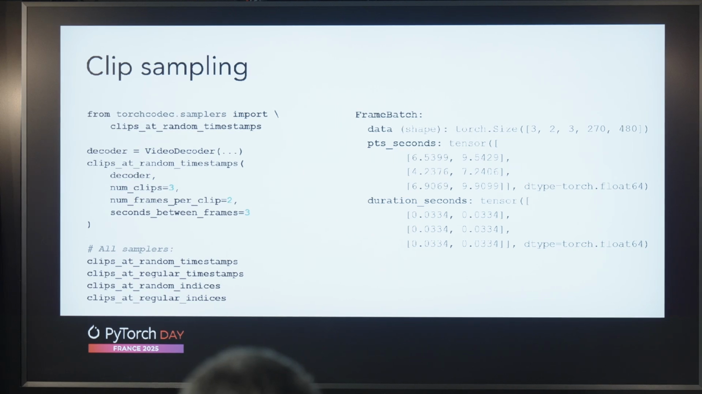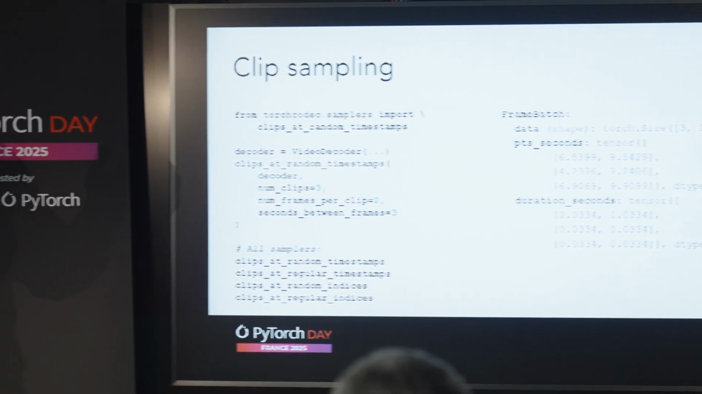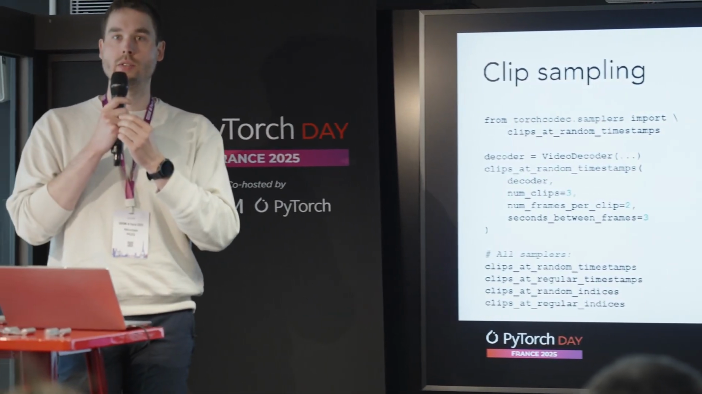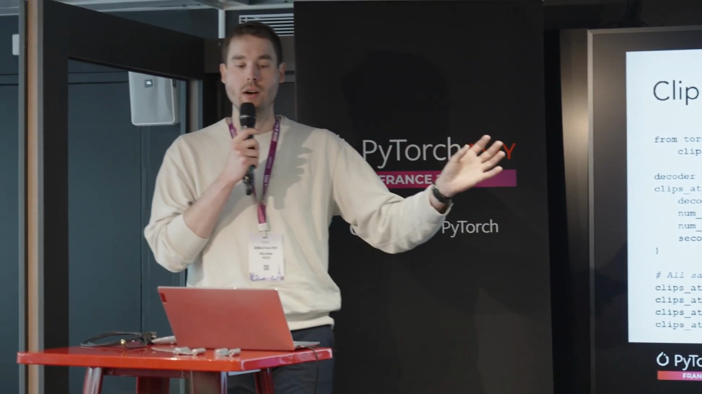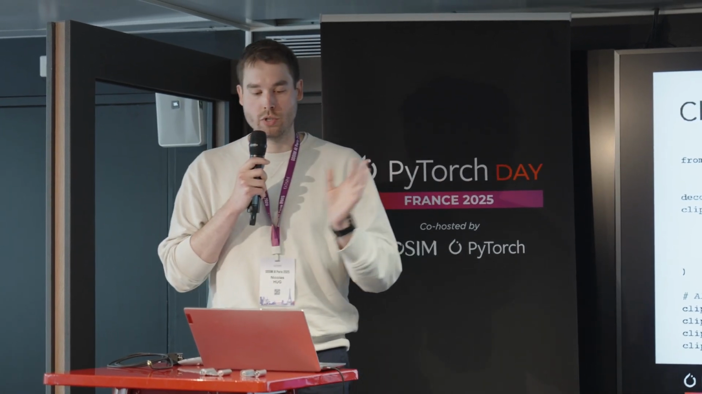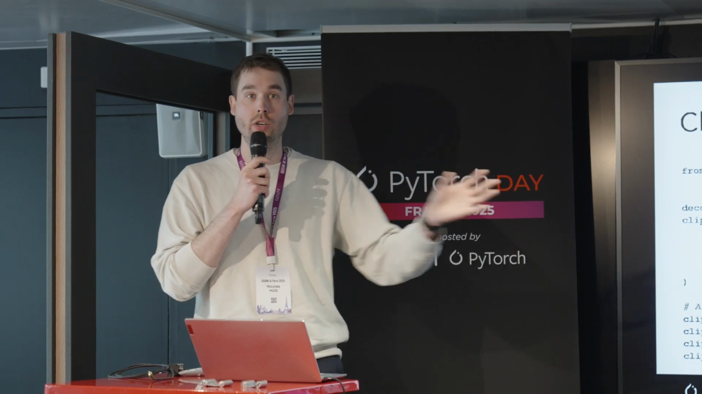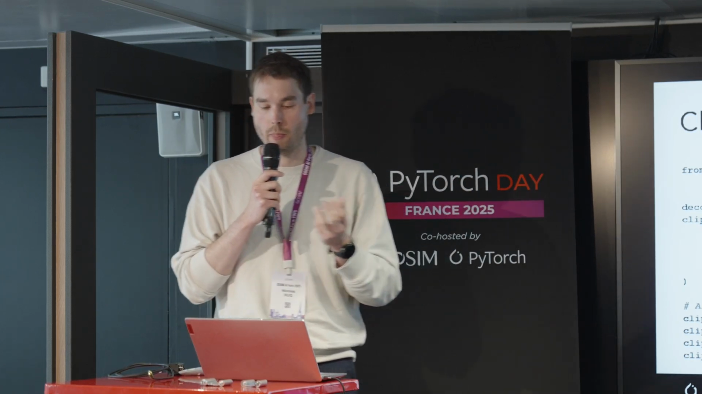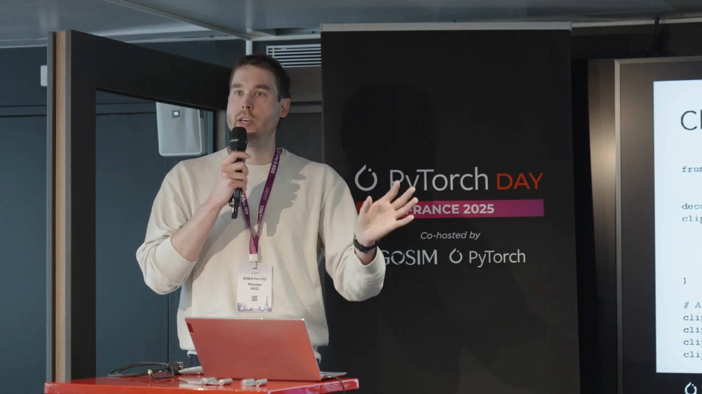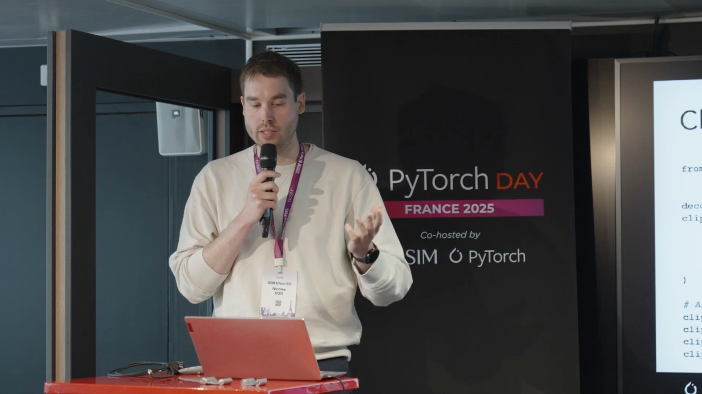Clip sampling. When you're building or training a machine learning model, sometimes you don't want to pass a single frame to the model. You want to pass a sequence of frames that are ordered in time. Here I'm just going to be calling that a clip. So a clip is just a sequence of frames. They're not necessarily contiguous, but they are ordered in time. You can think of it as just like a short video. And sometimes you want the frames to be spaced by a given amount of time or a given number of indices, and you want to specify that you have X frames per clip. So you can do that very easily with TorchCodec.